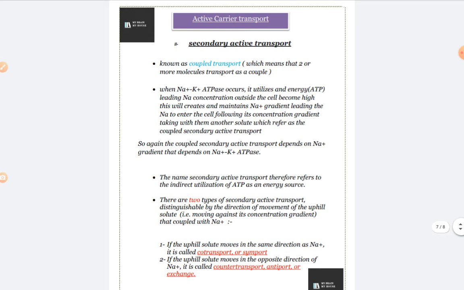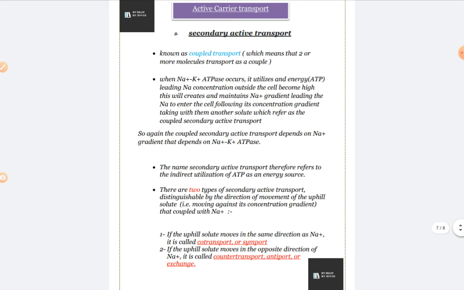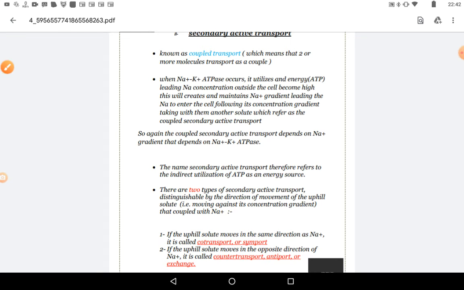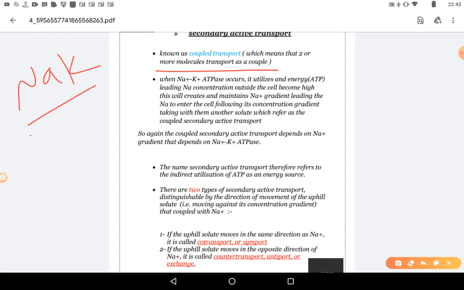Moving on to secondary active transport, also known as coupled transport, which means there are two or more molecules to be transported. It is not like primary active transport. It doesn't use the ATP energy directly. It depends on the sodium potassium ATPase pump. This is a very important topic.